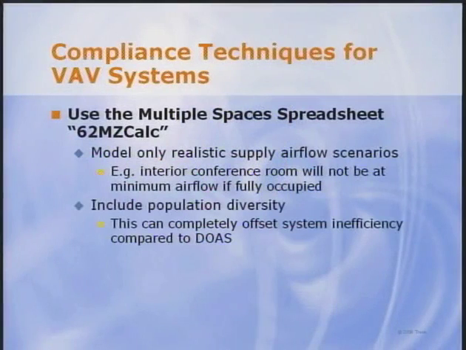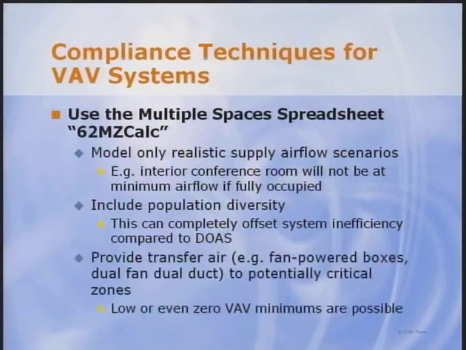Another practical tip, include occupant diversity. The sum of the number of people in each zone will typically far exceed the number of people simultaneously expected to be served by the system. Taking advantage of diversity can completely offset the inefficiency of multiple space systems. In other words, a dedicated outside air system sized for the sum of each zone peak outdoor airflow rate will typically have about the same outdoor airflow rate as a VAV system if occupant diversity is taken into account.